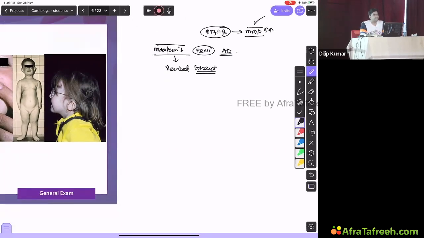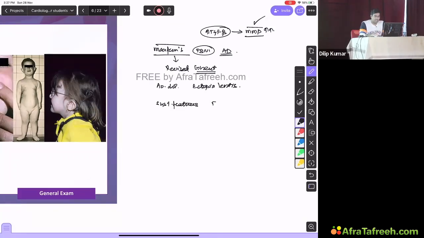So there are 3 important features of Marfan syndrome. One is aortic root dilatation. Second is ectopia lentis, that is lens dislocation. Third is systemic features. I'll talk about systemic features in a while. I'll finish in 5 minutes, don't worry. And then you have fibrillin 1 gene mutation. These are the 4 important things as far as Marfan is concerned. These are the 4 cornerstones for diagnosing Marfan based on revised Ghent criteria.